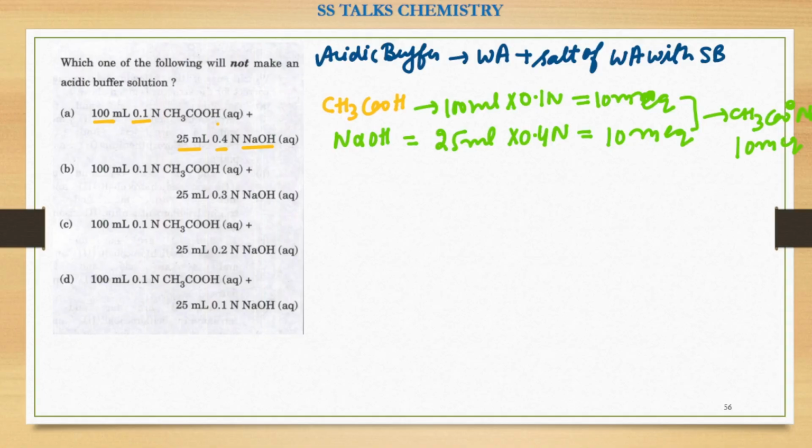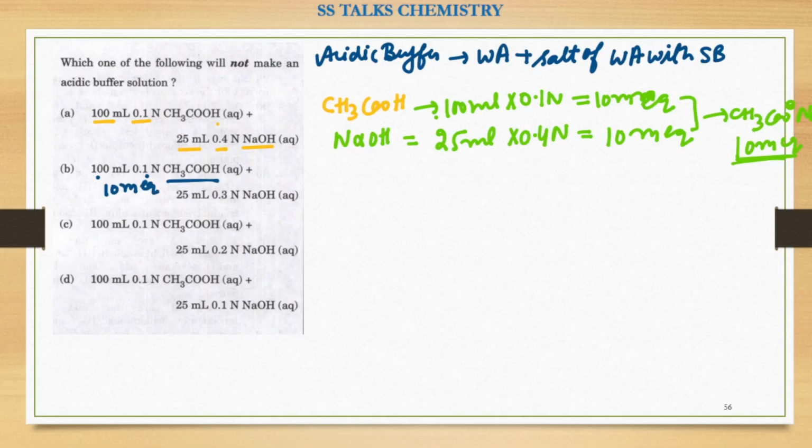At that point, only this sodium acetate will be present in the reaction medium. No acetic acid is present. That means in this case an acidic buffer cannot be formed, because only the salt is present and not the acid. You can check the other options also. Here the acetic acid is 10 ml and 0.1 normal. So how many millimoles will you get? Again, 10 milliequivalents.